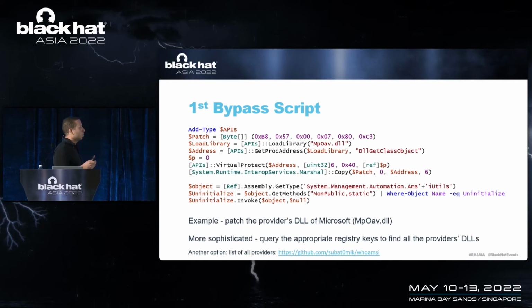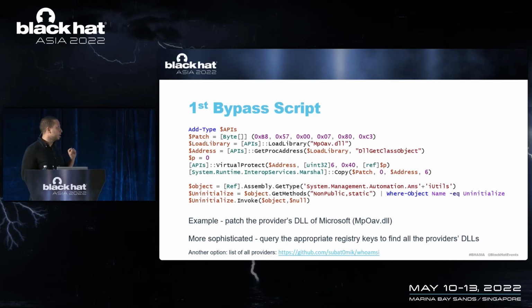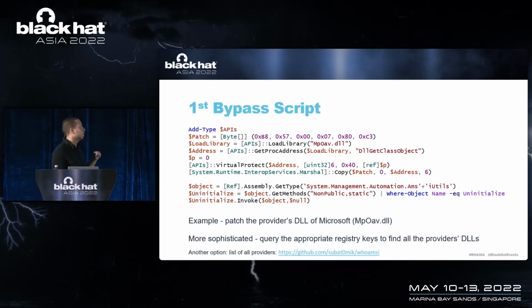Then, in order to make the DLL get class object code to be invoked, we're going to uninitialize AMSI. In order to do so, we're going to use reflection, find the uninitialize function in memory, and invoke it. So the next time that a scan request is going to be made, the PowerShell is going to try to reinitialize AMSI, but it's going to fail because the DLL get class object was patched. This example is patching only the provider's DLL of MP-OAV.